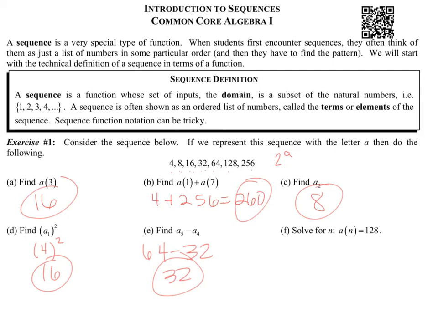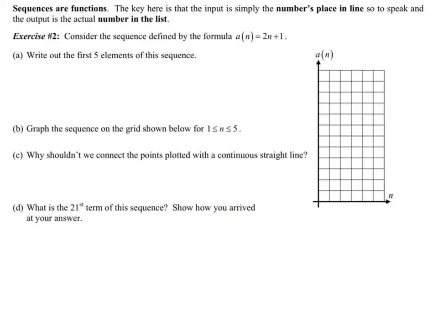And then A of what equals 128? So we're looking at 128. It's saying at what number in the sequence makes 128? So 1, 2, 3, 4, 5, 6, and it has to equal 6. Sequences are functions. The key here is that the input is simply the numbers placed in line, so to speak, and the output is the actual number in the list.